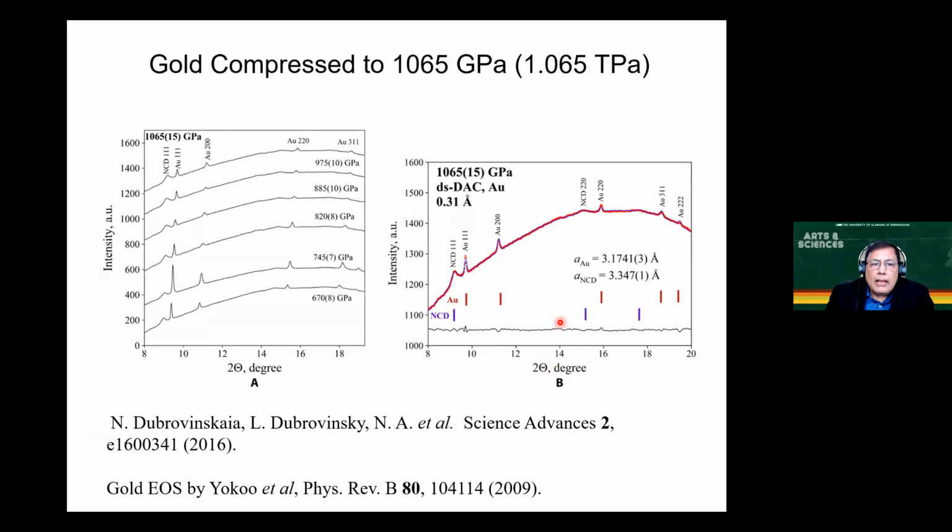they reported a diffraction spectrum of gold up to 1065 GPa. And this was based on an X-ray pressure standard. I should really emphasize that all these pressure calibrations at these extreme pressures are based on internal X-ray pressure standards. So this was based on the gold equation of state by Fei et al., which was calibrated up to around 500 gigapascals.